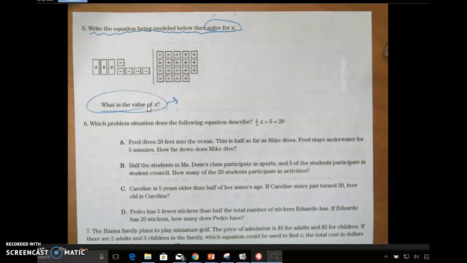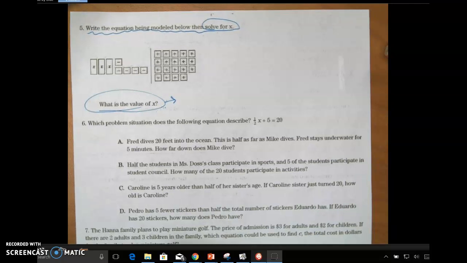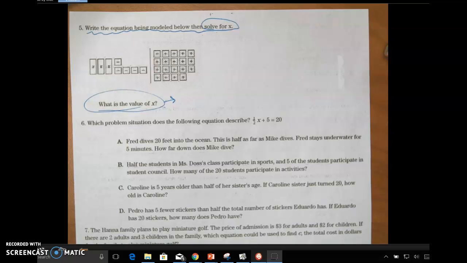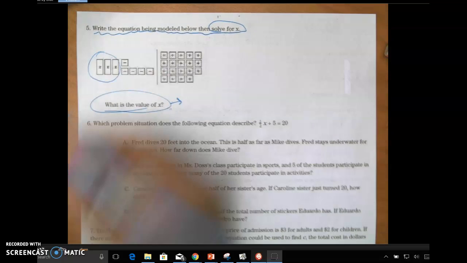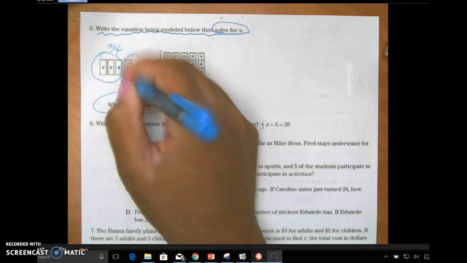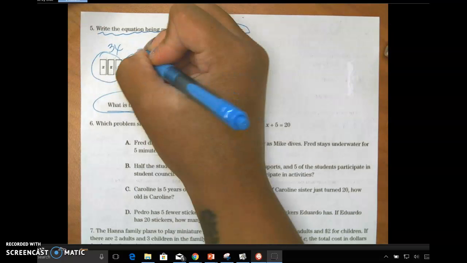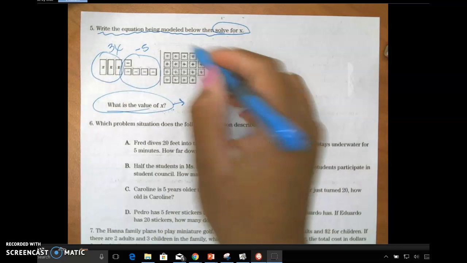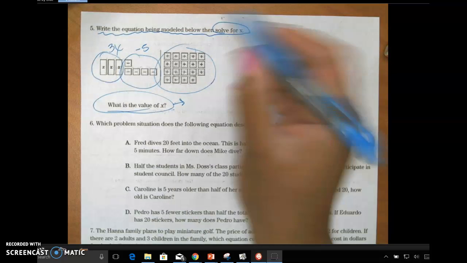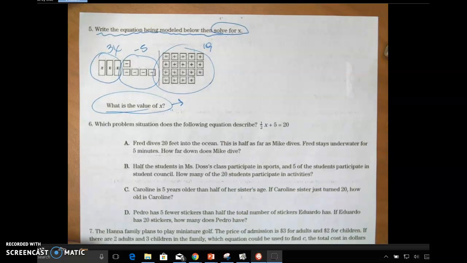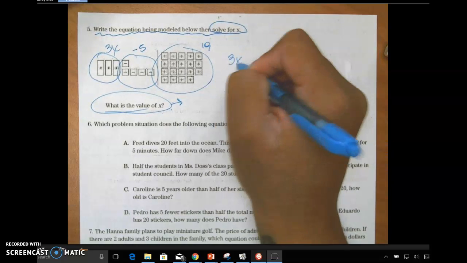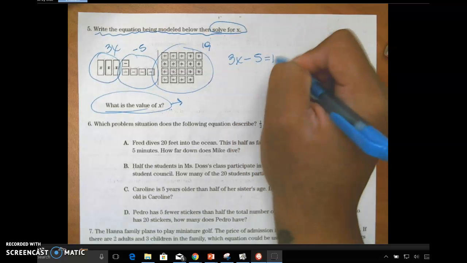Find x. What have we been doing for 2 weeks? Finding x, or whatever letter we've been given. What does this mean right here? 3x. What does this mean here? Negative 5. It's all right. What does all this mean over here? 19. How do I make this make sense? 3x minus 5 equals 19.